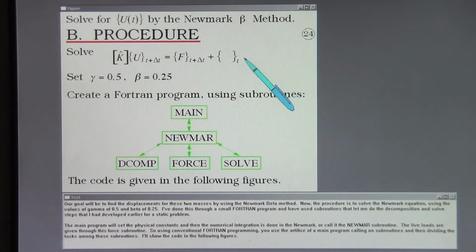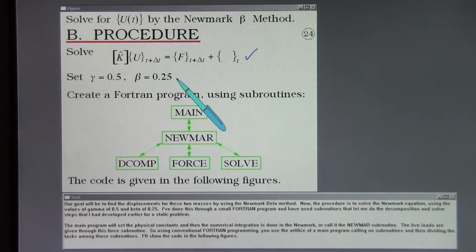Now the procedure is to solve the Newmark equation using the values gamma of 5/10 and beta of 0.25. I've done this through a small Fortran program and have used subroutines that let me do the decomposition and solve steps that I had developed earlier for a static problem. The main program will set the physical constants, and then the numerical integration is done in the Newmark subroutine. The live loads are given through this force subroutine. So using conventional Fortran programming, you use the artifice of a main program calling on subroutines and then dividing the tasks among those subroutines. I'll show the code in the following figures.